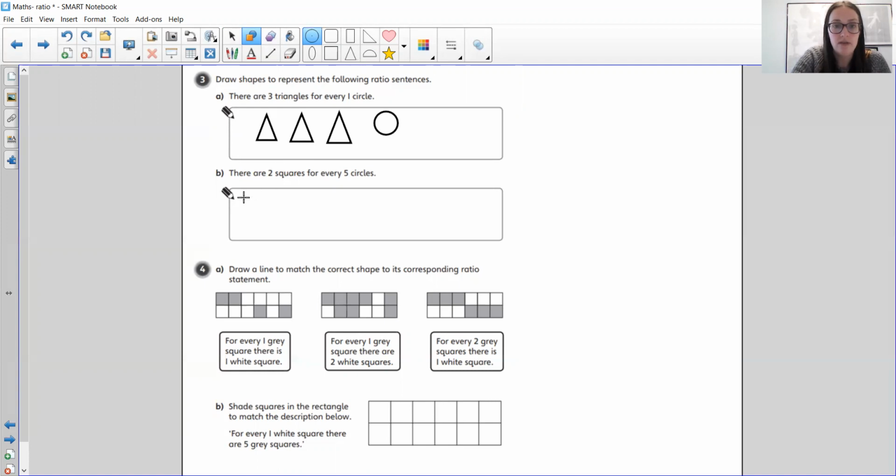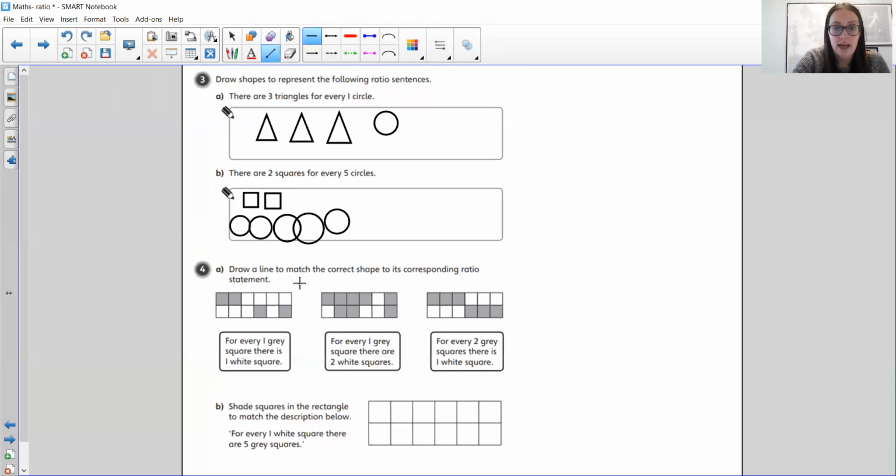Next one, there's 2 squares for every 5 circles. Right, I'm on circles, so I'm going to draw that first. So 1, 2, 3, 4, 5. Hopefully yours are all the same size rather than my slightly crazy ones. And then there are 2 squares. Nice and easy. There we go.